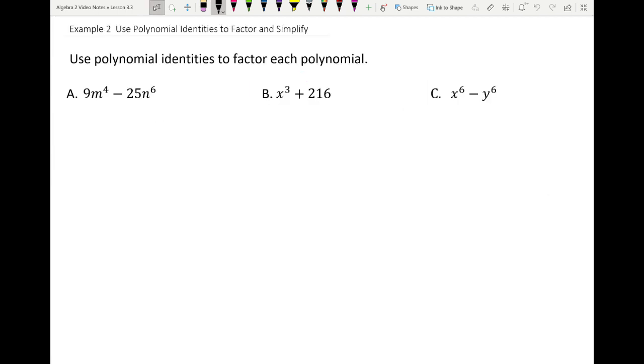All right, so we use polynomial identities to be able to multiply expressions, so to be able to square binomials. Now we're going to use polynomial identities to factor. So we're going to be using difference of squares, difference of cubes, or sum of cubes to be able to factor. All right, so let's go ahead and look at the first problem and factor that.